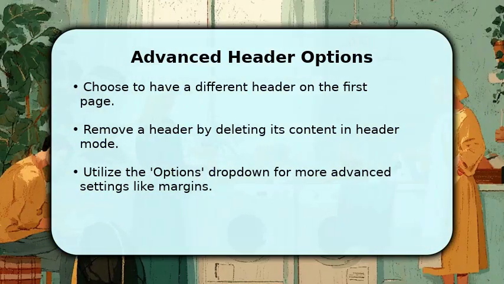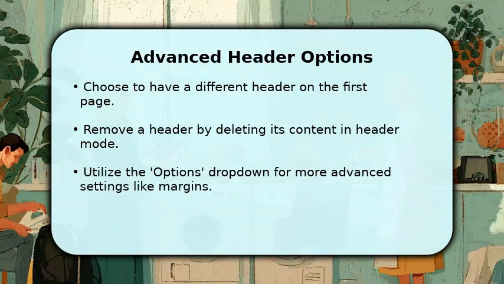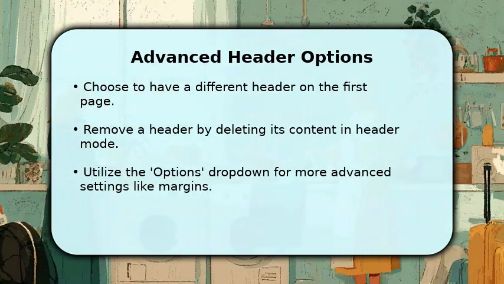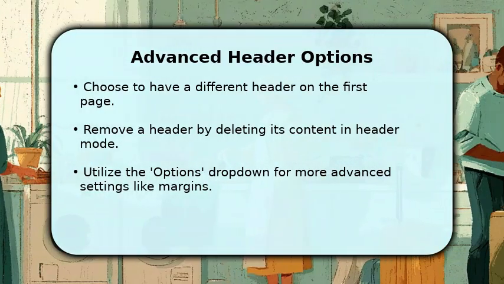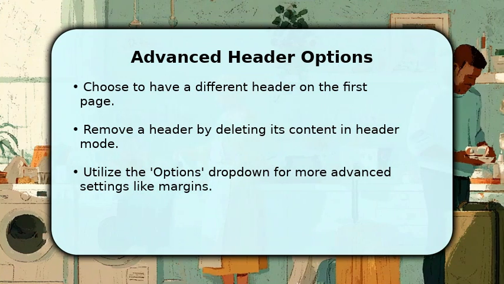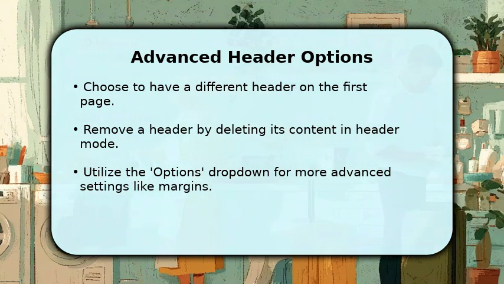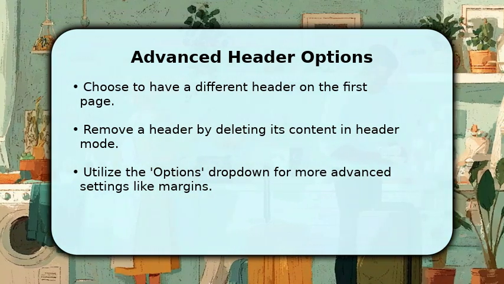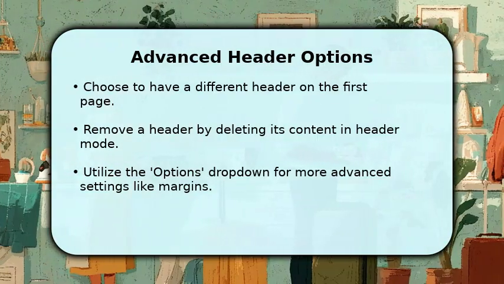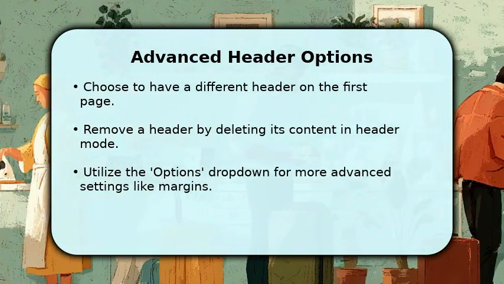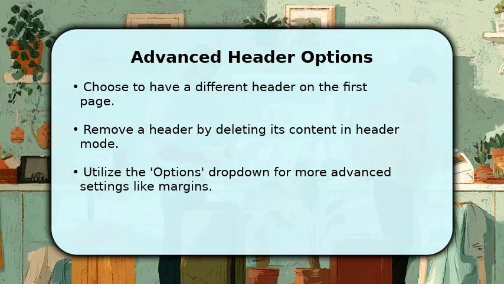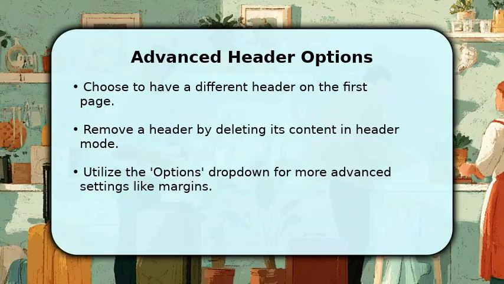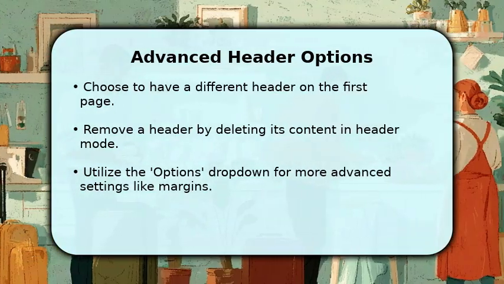Google Docs offers advanced header options too. If you need a different header for your first page, check the Different First Page box within the header menu. To remove a header, simply highlight and delete all the text within the header area while in editing mode. You can also adjust header margins and other settings using the Small Options drop-down that appears when the header is active, providing flexibility for your document's layout. This ensures your document looks exactly how you envision it.